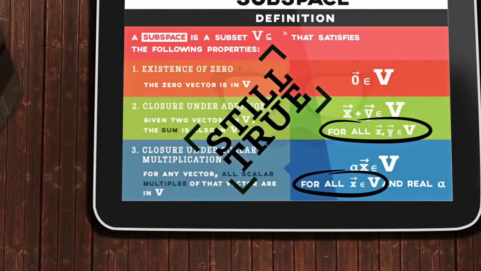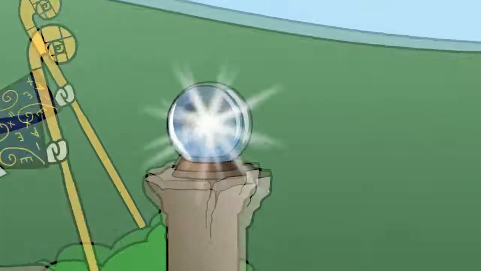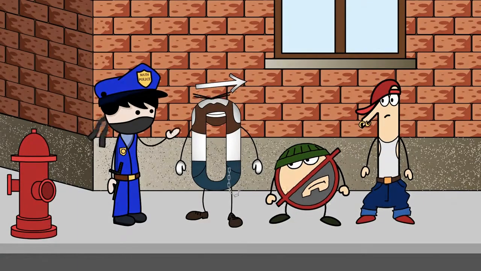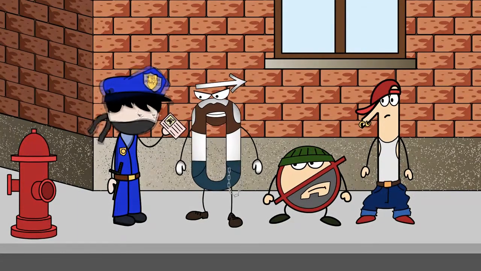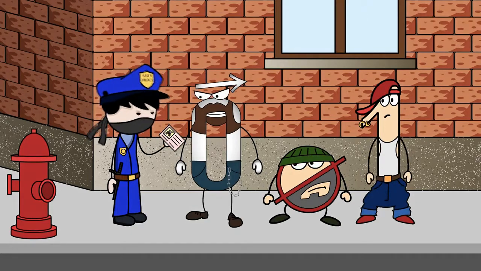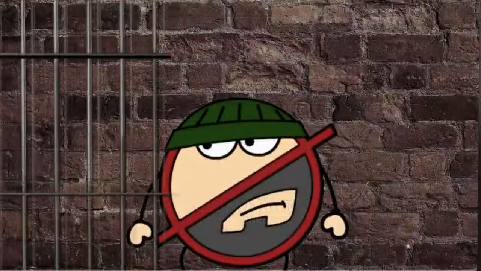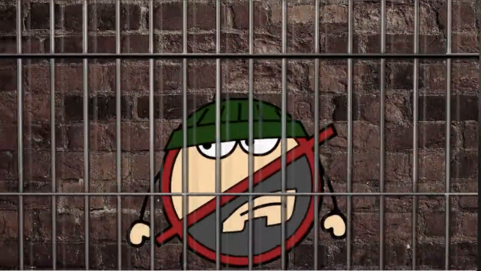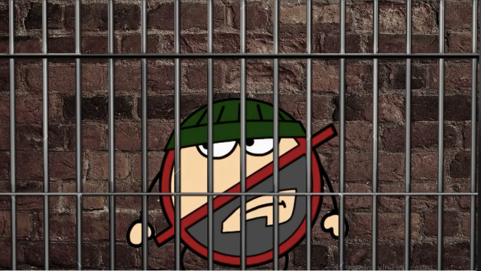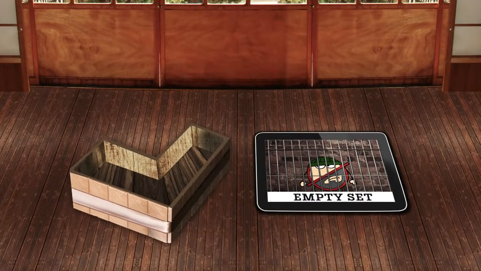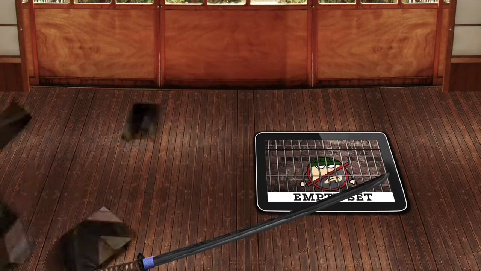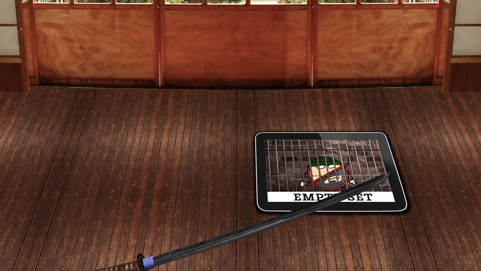Remember our mantra? Math mantra! Don't forget to check degenerate cases! And the empty set is the most degenerate case of them all. So the only real purpose of the existence of zero requirement is to forbid the empty set from being a subspace.